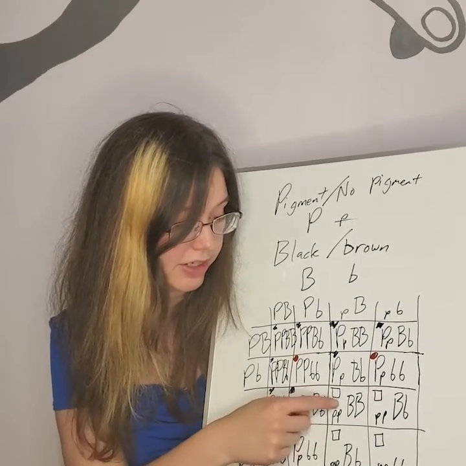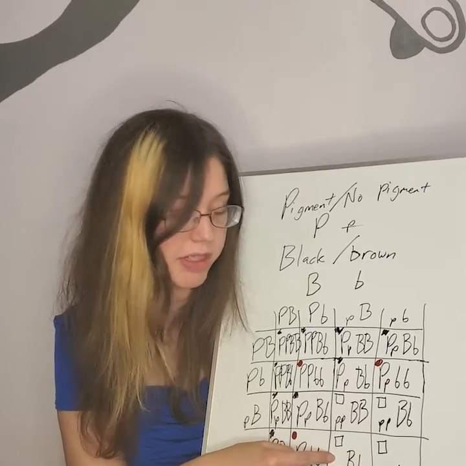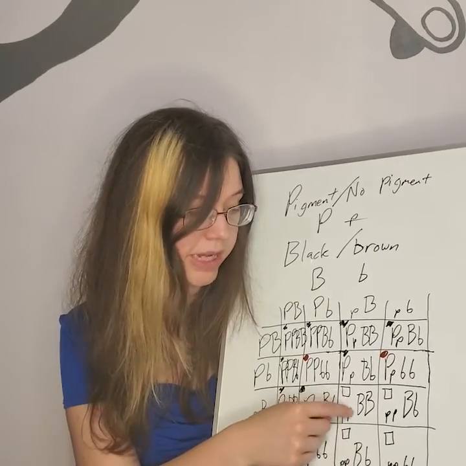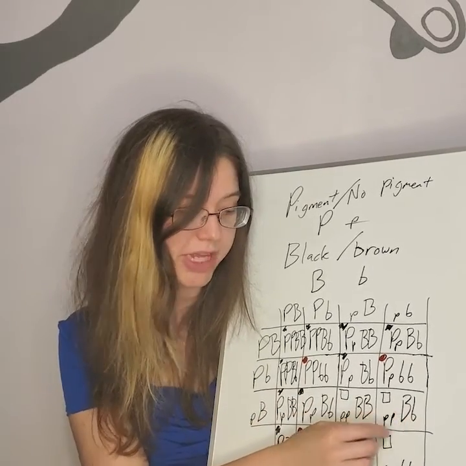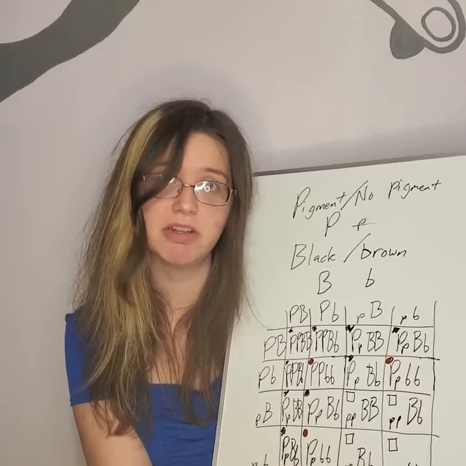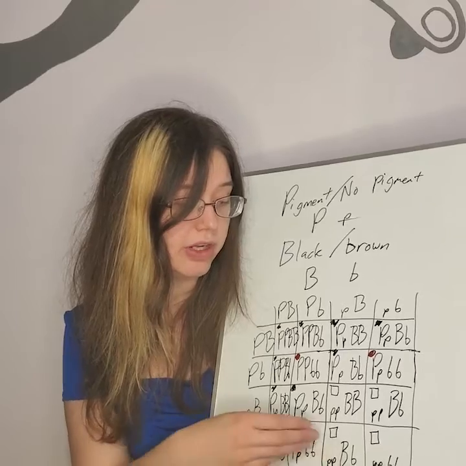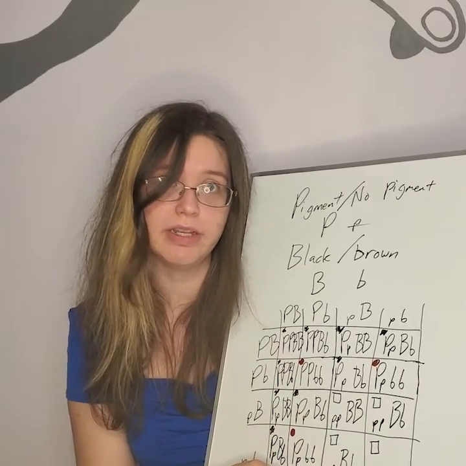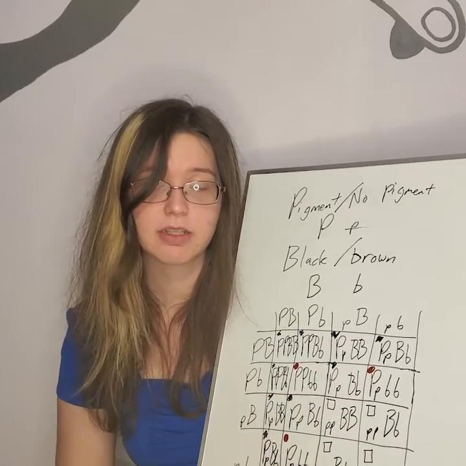Then we have 3 of the brown pigmented mice. And then if they code for the gene that has no pigment, then it doesn't matter if that would code for black pigment or brown pigment. They still can't make pigment. So all of those would be white. And that's how we get that 9:3:4 ratio.